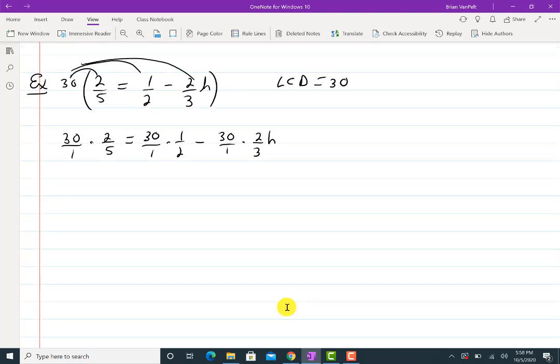And let me simplify all these things. Remember, the goal of doing this is to wipe out all the fractions right off the bat. Notice that 5 goes into 30 6 times. So all that's left of this piece on the left is 12. Similarly, 2 goes into 30 15 times. And 3 goes into 30 10 times.